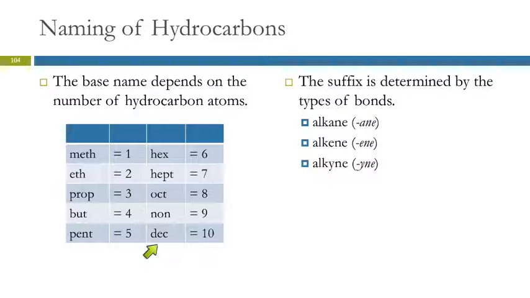And we probably recognize these: dec for 10, non for 9, hex for 6, etc. It's all fine until we get down to 1, 2, 3, and 4. And these, I believe, have a more historical background. The prefix meth means 1, eth is 2, prop is 3, and but is 4. So that can be a little bit difficult to remember.